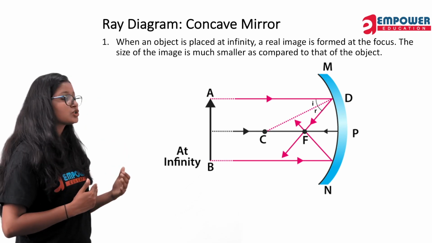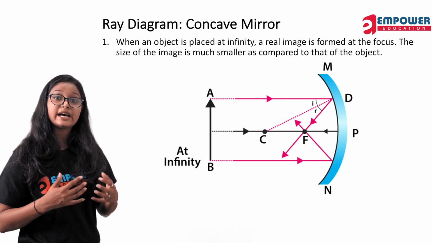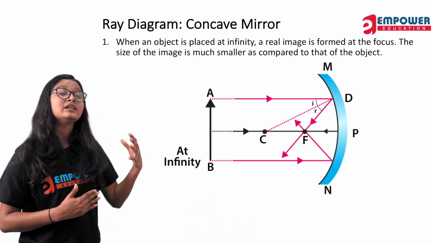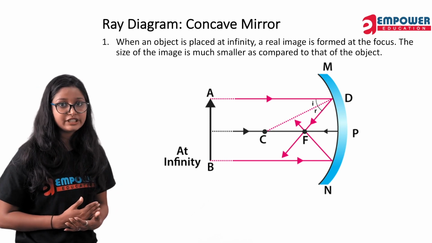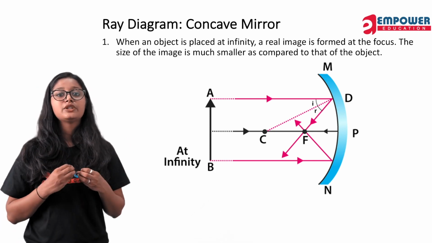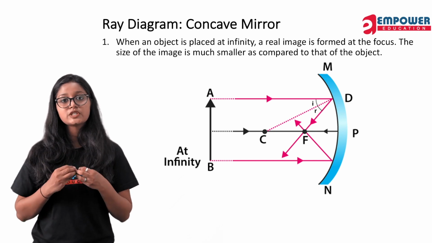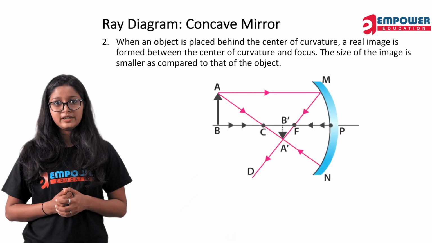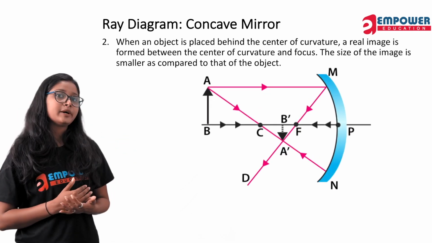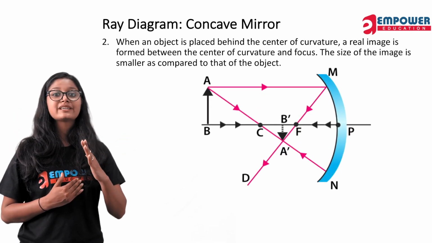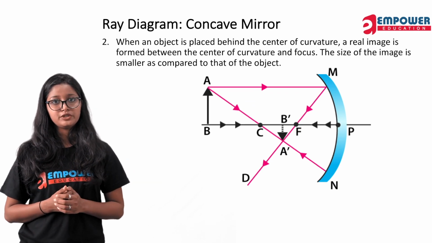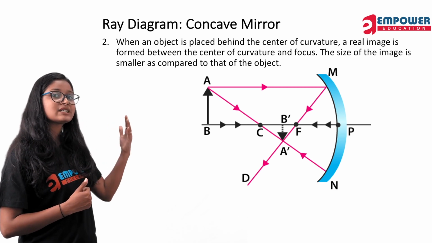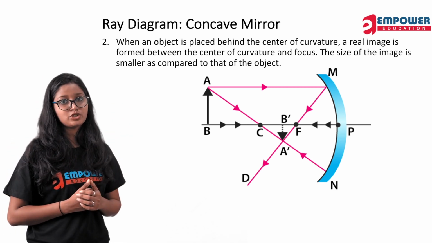So this is the first ray diagram of a concave mirror that we study here, and you should know that whenever the object is placed at infinity, the rays meet at the focal point and the image is formed at the focal point. Now let's have a look at the second ray diagram. Now in the second ray diagram, you can see that the object is placed beyond the center of curvature. Now you see the center of curvature we have here, and an object is placed after the center of curvature.